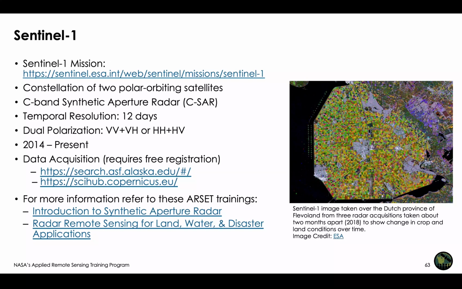Sentinel-1 imagery has been acquired from 2014 to the present and can be accessed from the Alaska Satellite Facility as well as the Copernicus Open Access Hub. Links to both of these sites can be found below. Several ARSET webinars have also covered SAR data, including data acquisition and analysis specifically for agricultural applications. We've provided those links below, and we highly encourage you to review these materials to learn more.